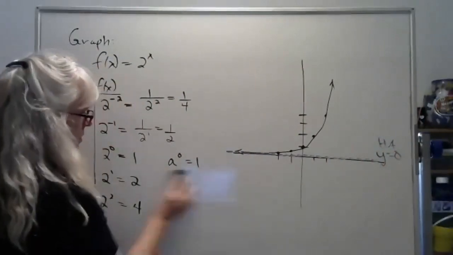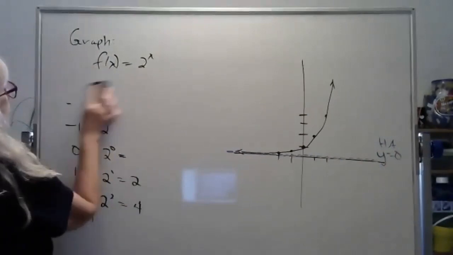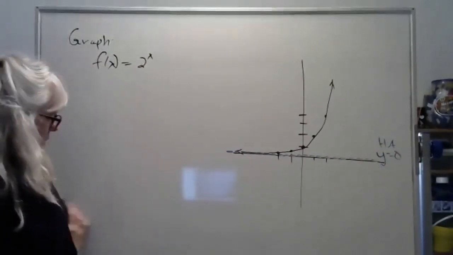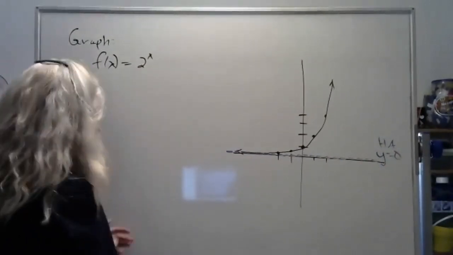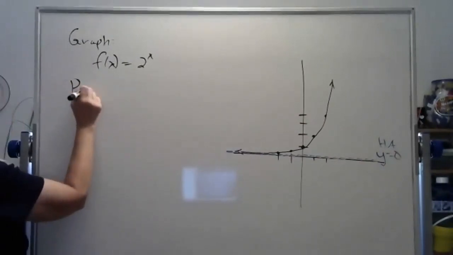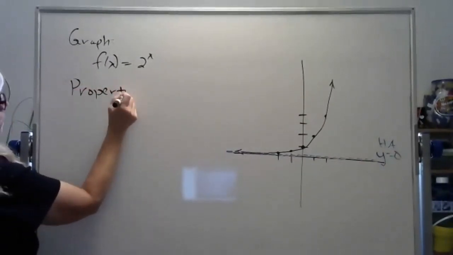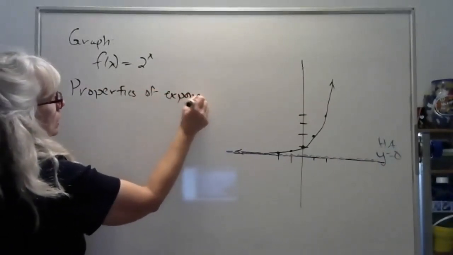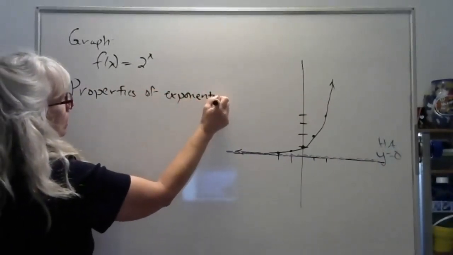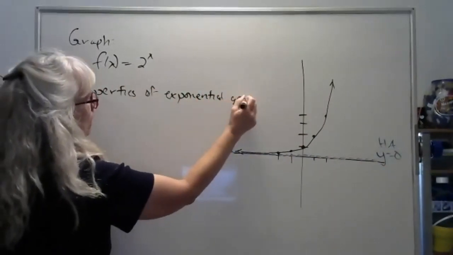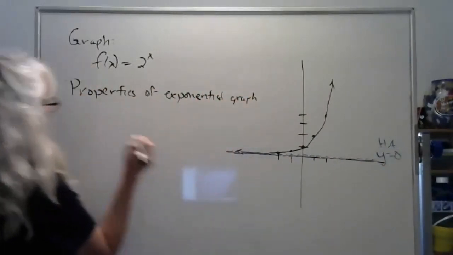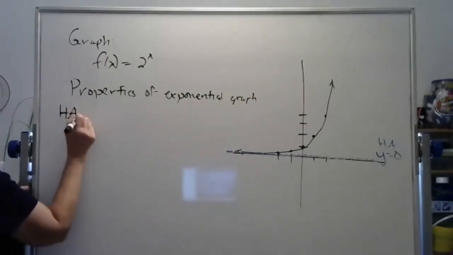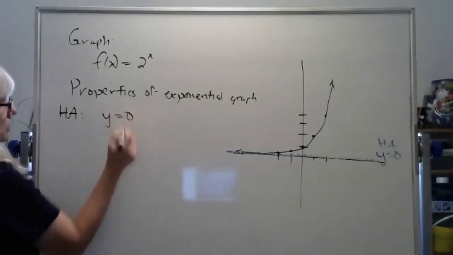So let's talk about its properties or characteristics. So the properties of the exponential graph. So it definitely has a horizontal asymptote. In this case, it's at y equal to 0.